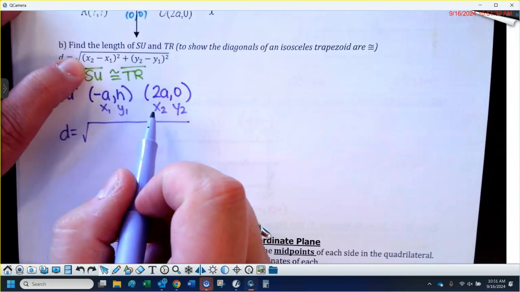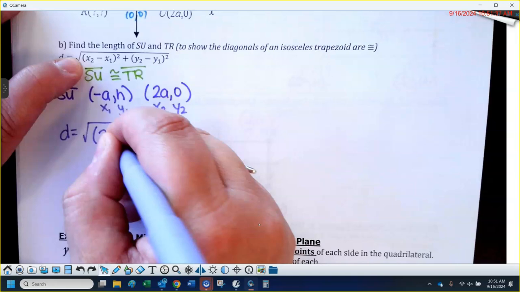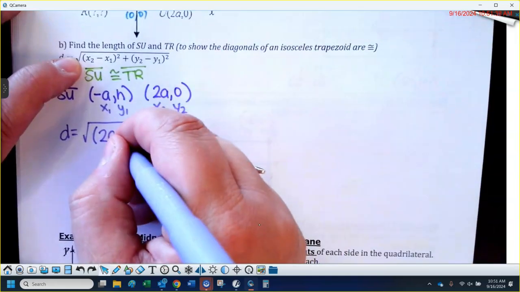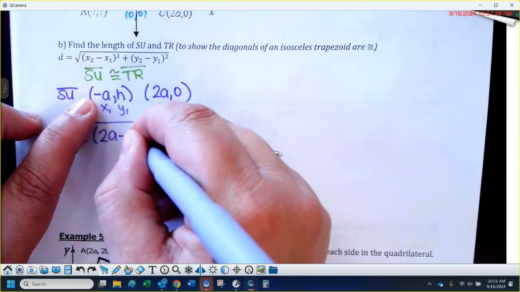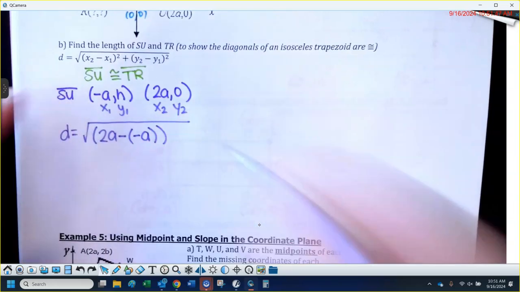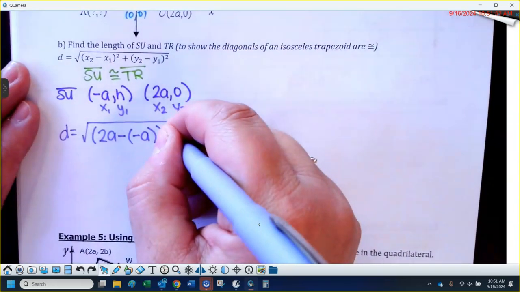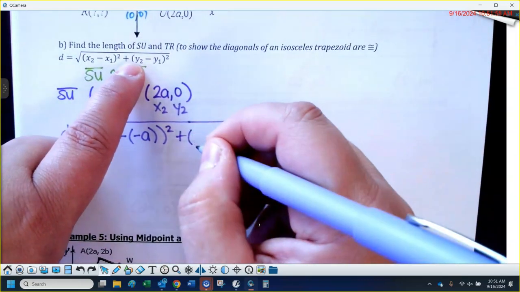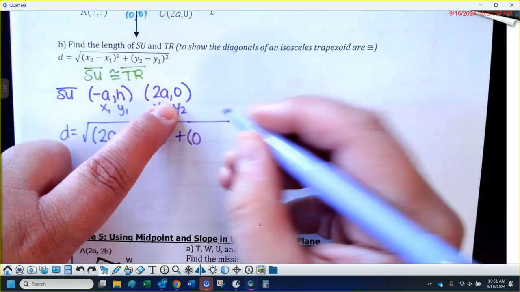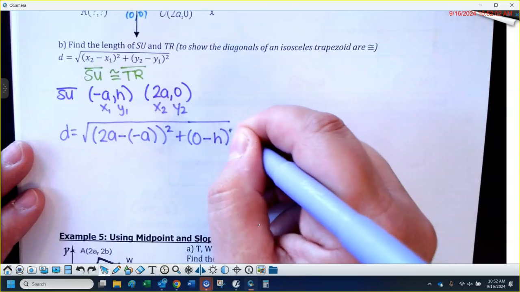So the x2 is just the x coordinate in the second point. So I'm going to put a parenthesis, and I'm going to put 2a, and then it's minus, now this is a little weird, the x coordinate in the first point, which I'm going to put an extra little set of parentheses there because it's minus a negative a. And then that's squared. Then I'm just doing a plus sign, and it's parenthesis the y coordinate in the second point, which is 0, minus the y coordinate in the first point, which is h. And then that's squared.